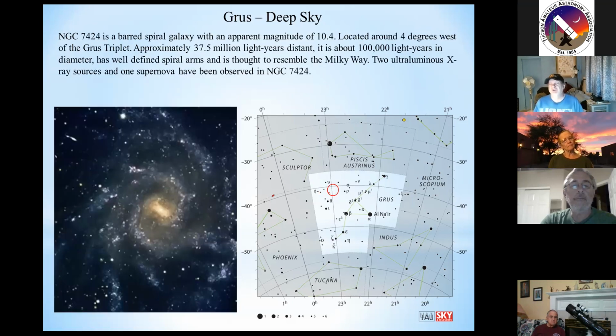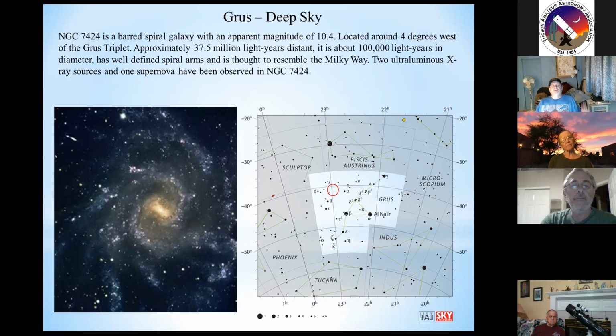And this is a nice, pretty galaxy. This is a nice barred spiral galaxy, 7424. It's got a magnitude of 10.4, so it would be visible in like an 8-inch telescope or maybe even a 6-inch.